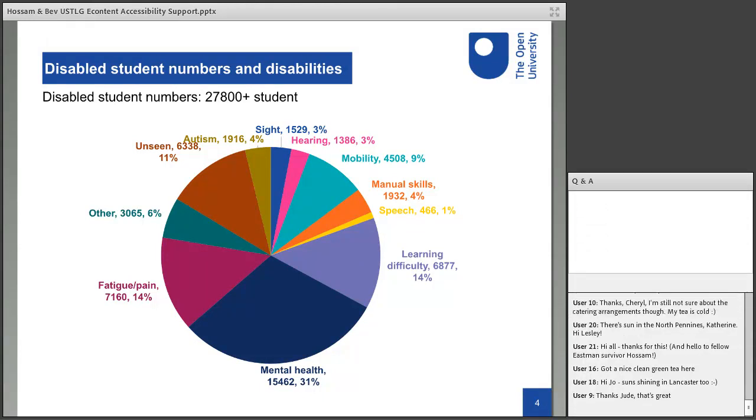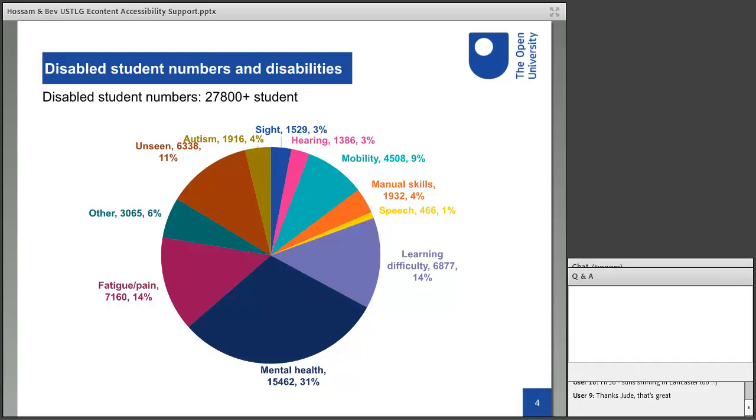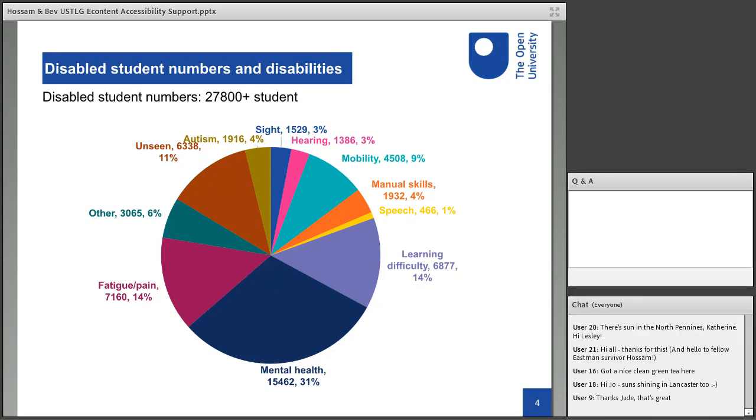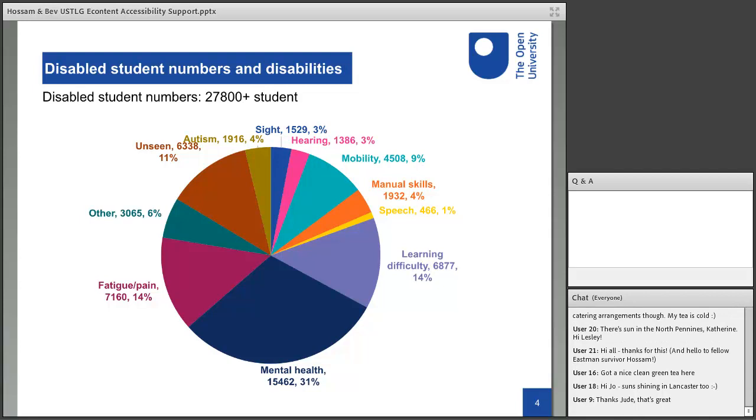And I did say that 21% of our entire student population are disabled, but that's also reflected when you go down to faculty level. Even within STEM, about 20.5% of the students have a disability. So it's a fairly equal split between the various faculties.